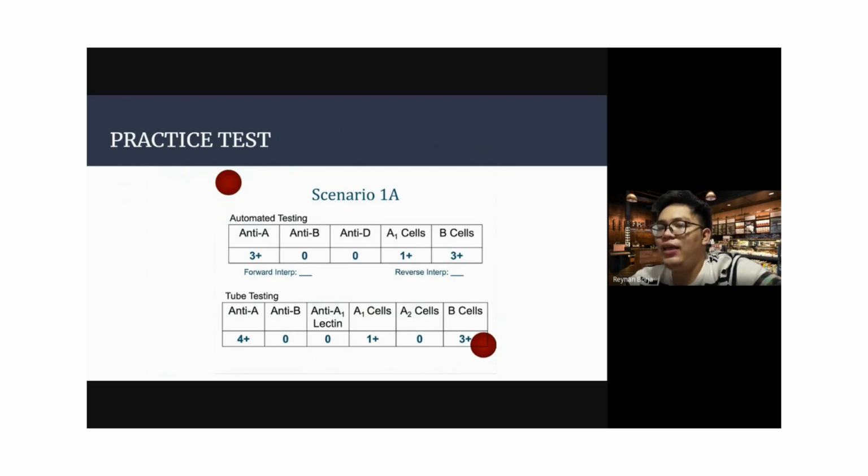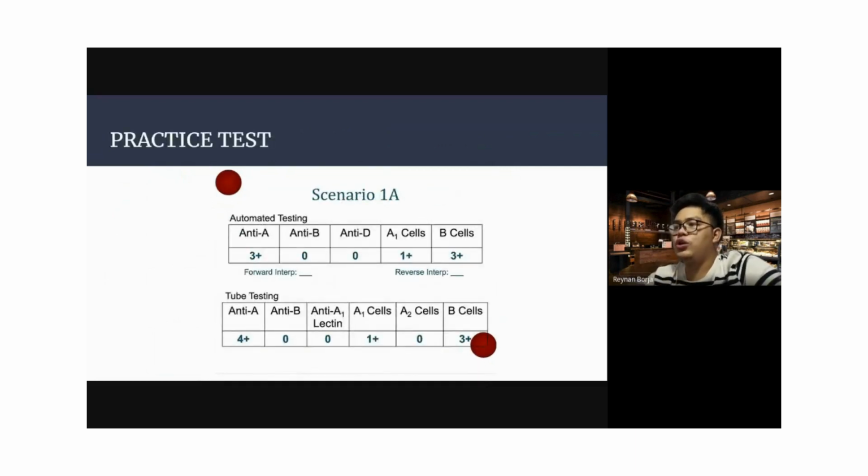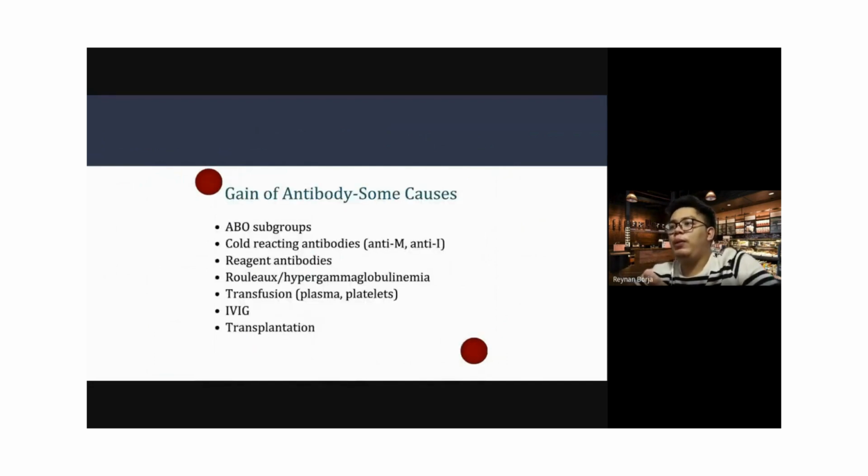Anti-A, 4 plus, anti-B, 0, anti-A1 lectin, 0. A1 cells, 1 plus pa rin. A2 cells, 0. B cells, 3 plus. So, halos same yung reaction for forward and reverse. Anong tawag dito? Ano yung cause? Why ganito yung naging reaction ng patient? So, probably ABO subgroups, cold reacting antibodies such as your anti-M and anti-A.